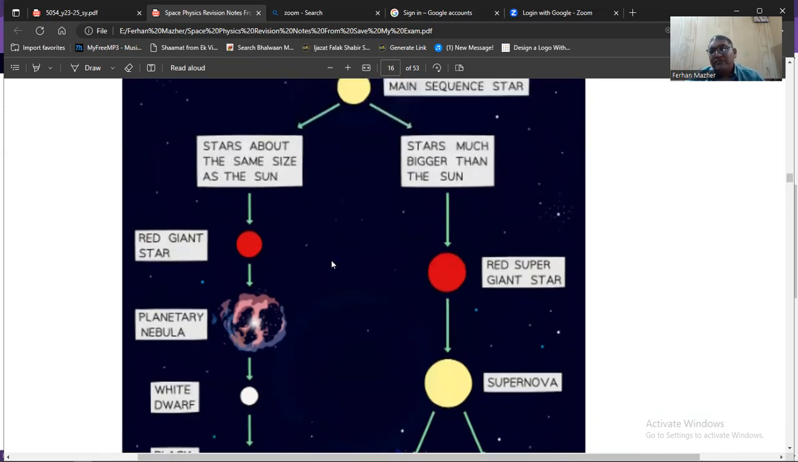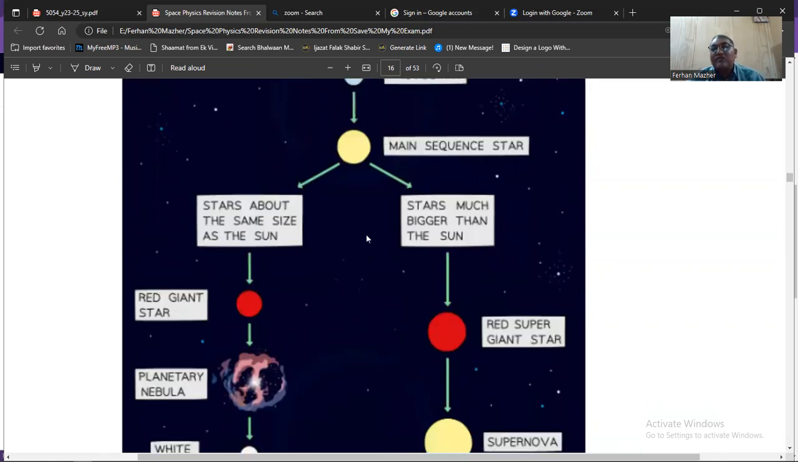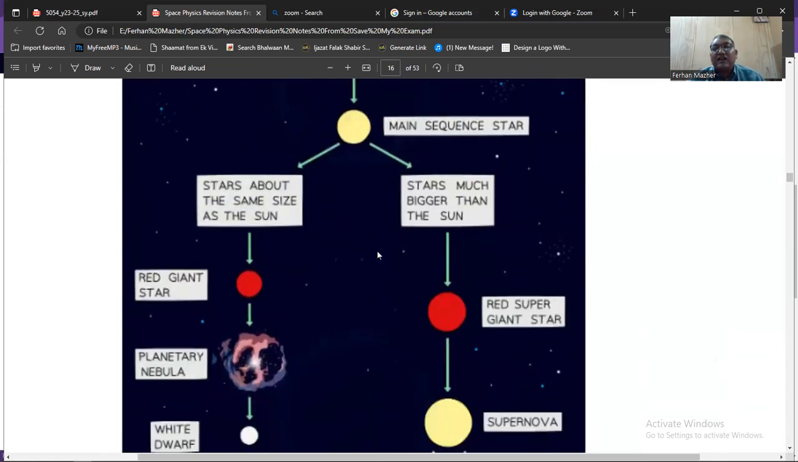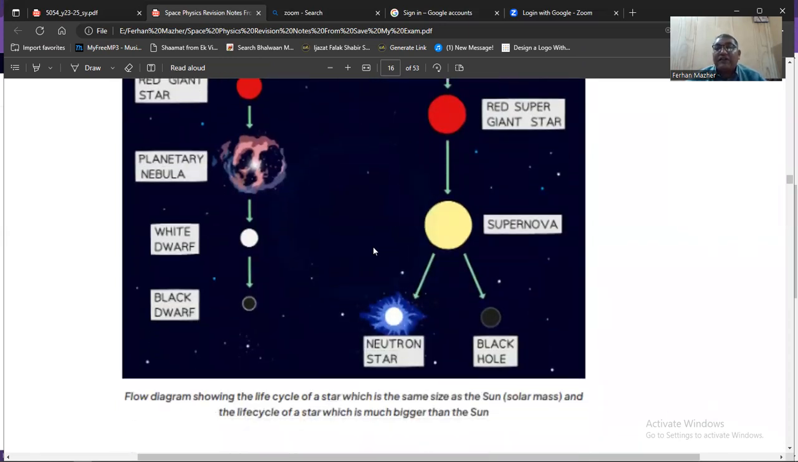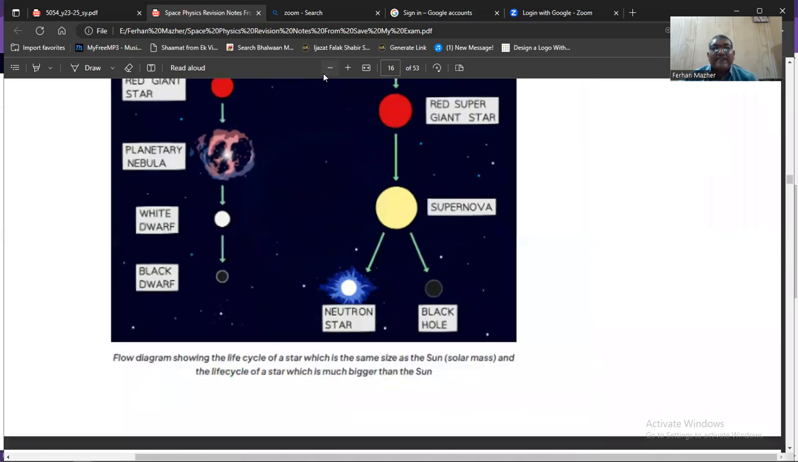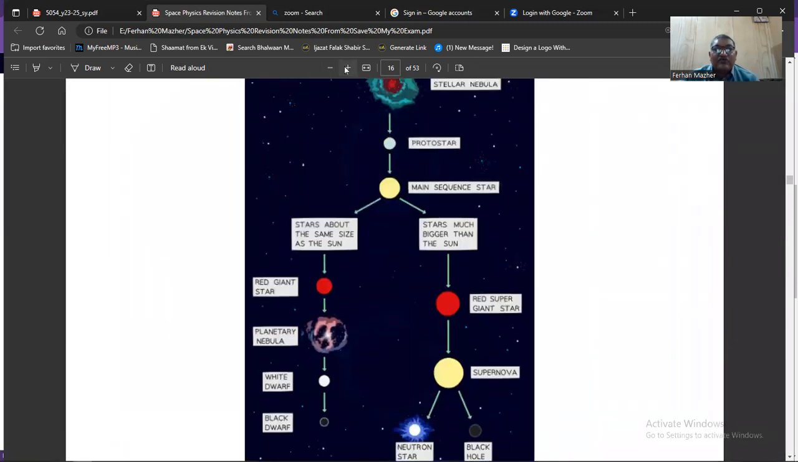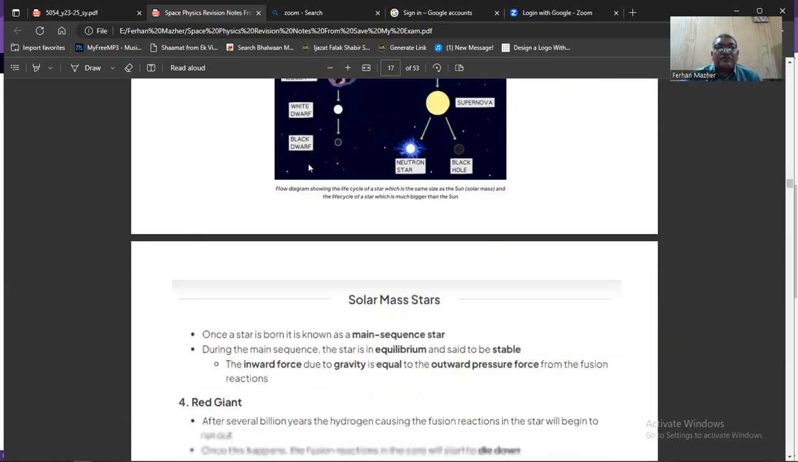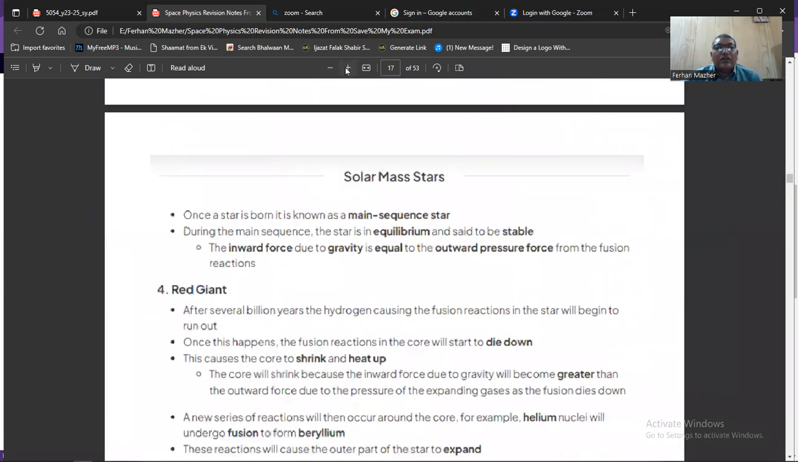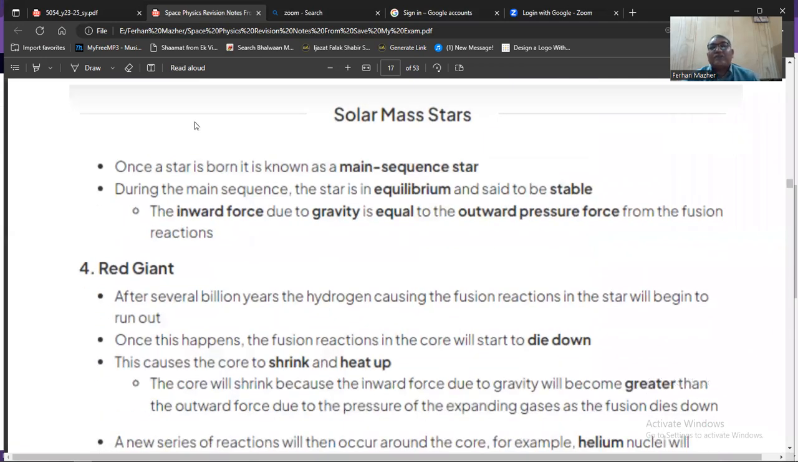Okay, so very large stars, after the main sequence, will convert into a red supergiant star, then a supernova will happen. They will convert into a neutron star, or they will convert into a black hole. So this is the life cycle, and let me reduce the size. So now you can see the whole cycle for both kinds of stars together.